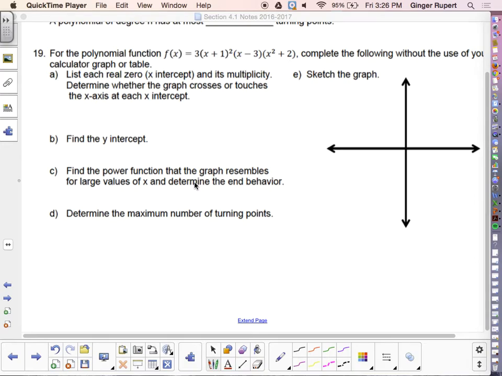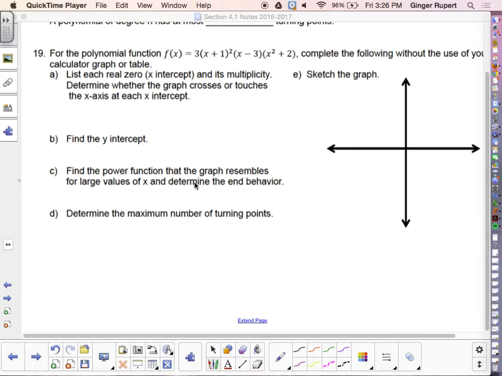Okay, we're going to take a look at a couple of problems, 19, 20, and 24A, so that you can complete the homework assignment for Tuesday. We are focusing on polynomial functions and models and how those polynomials behave, their end behavior.